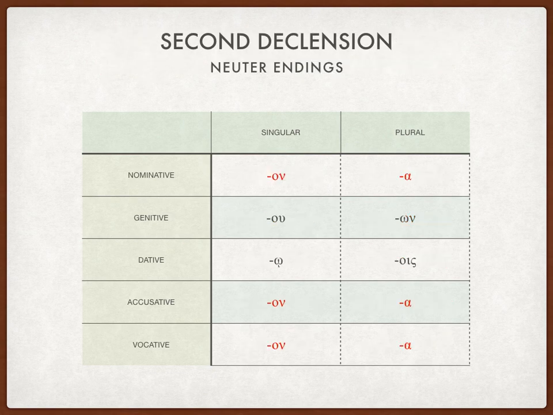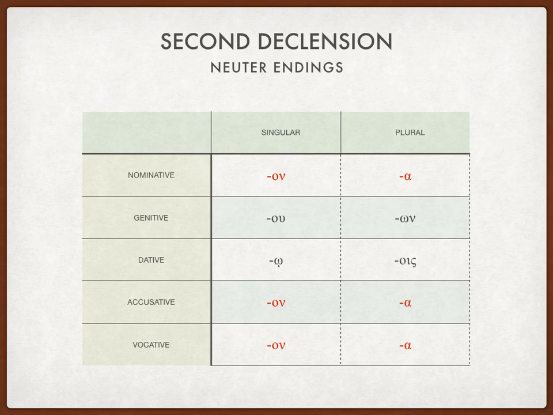Okay, the next thing we need to cover are the neuter endings. I mentioned that the second declension is all about endings that end with an O sound for the most part. The neuter endings are very similar to the masculine endings except in the areas that you see highlighted in red. Those are the only ones that are different. So they're pretty similar, they come from the same system, the same family, but neuter nouns are going to look different because they use a different set of endings.